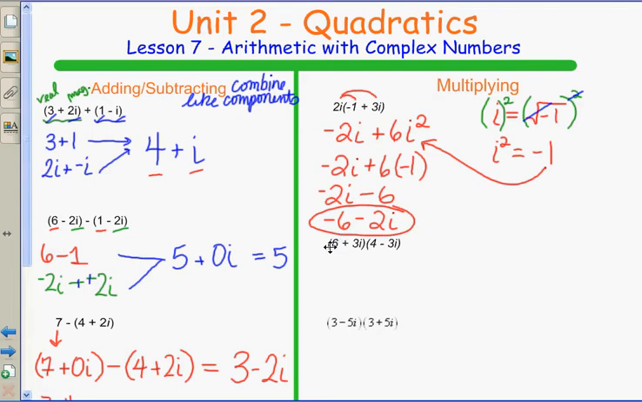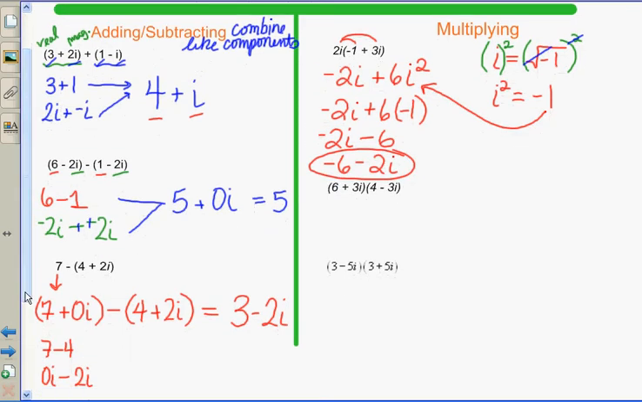Okay, let's look at some more. So some more multiplying. Here's two complex numbers being multiplied together, and we do it just like we normally do multiplying. The 6 needs to be multiplied to everything, and then separately the 3i to everything. So 6 times 4 is 24. 6 times negative 3i is negative 18i. Positive 3i times 4 is positive 12i. And positive 3i times negative 3i is negative 9i squared.